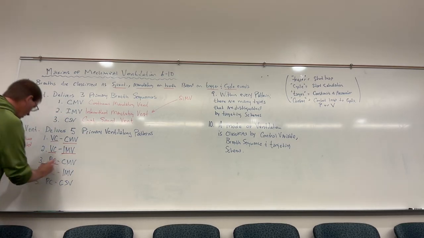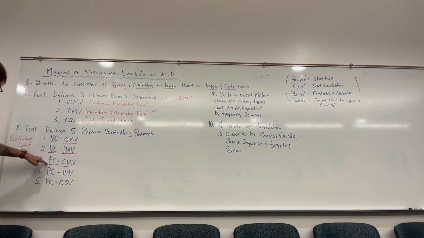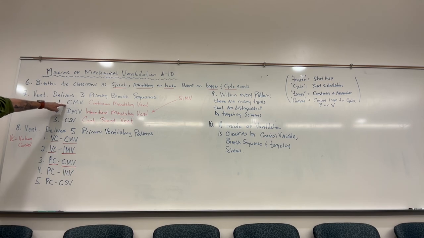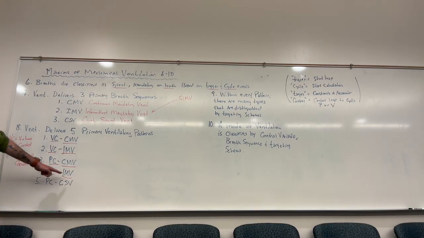And then pressure control, CMV. So we now are using pressure as our control variable, and we are in CMV breath sequencing. And then pressure control, IMV. Pressure control is our control variable, so PCCMV equals pressure control, all right? And IMV is intermittent mandatory ventilation.